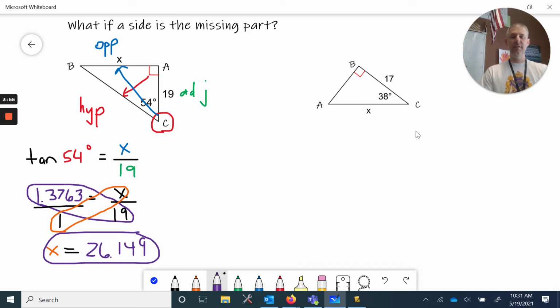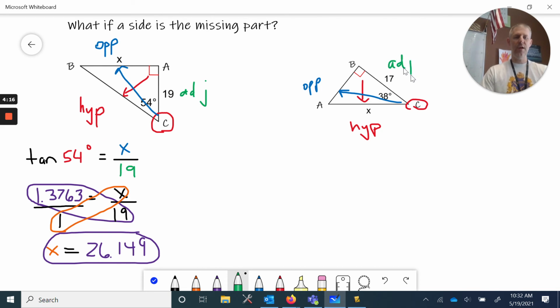Okay, let's look at another problem. Again, we'll go through. Here's my reference angle because I know the angle C is 38 degrees. I like using the arrows. That helps me keep track of what I'm looking at with my labeling. There's my opposite, and here's my adjacent. As you do this, the question you want to ask yourself is, what is the problem trying to get me to do? In this case, we're trying to find the X, which is the hypotenuse, and I know the adjacent is 17. The opposite I know nothing about.